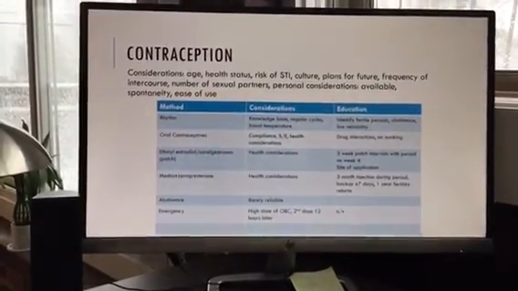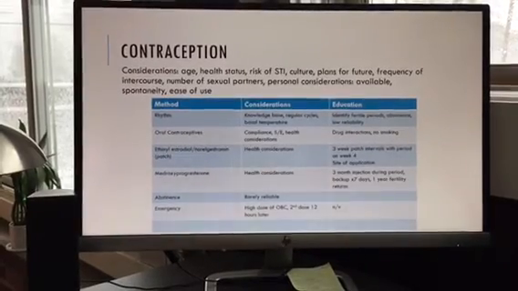I'm going to stop here and go into part 3, which will cover the barrier methods.